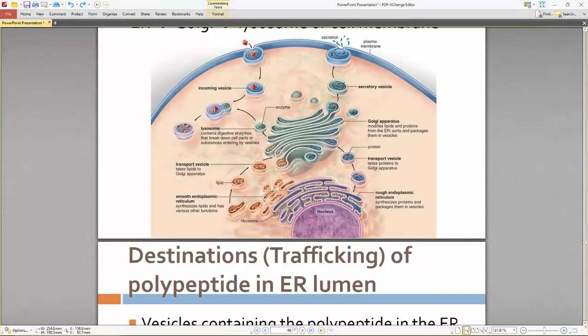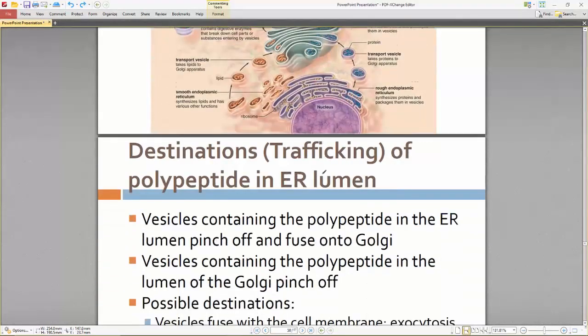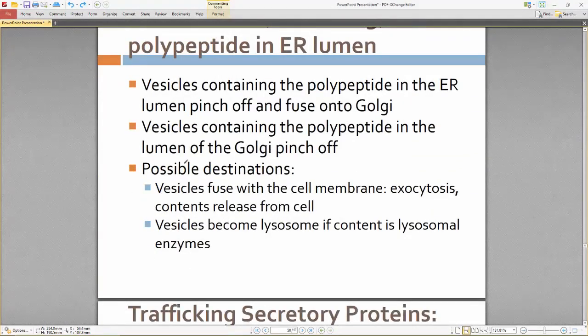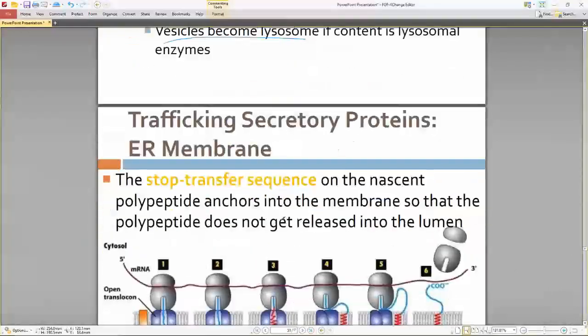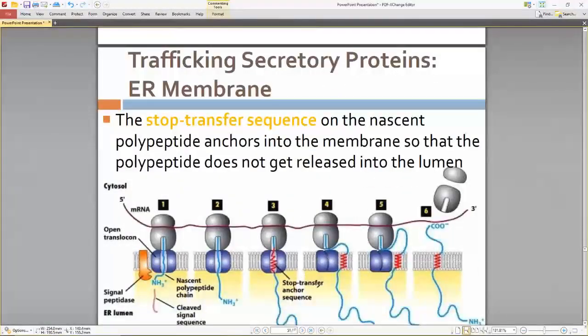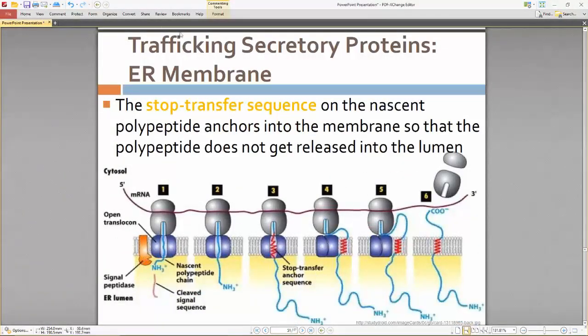It can pinch off as a secretory vesicle. And other possible destinations, the vesicles can fuse with the cell membrane for exocytosis, or the vesicles can become lysosomes. So these are the two examples. But there's another thing that can happen with these polypeptides that end up in the ER.